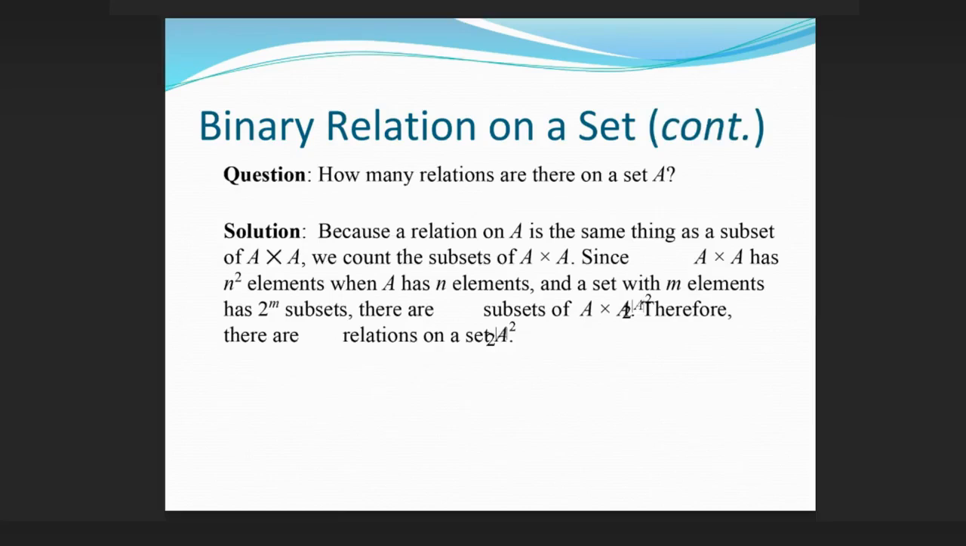Binary relation on a set. Question: how many relations are there on a set A? Solution: because a relation on A is the same thing as a subset of A times A, we count the subsets of A times A. Since A times A has n squared elements when A has n elements, and a set with m elements has 2 to the m subsets, there are 2 to the n squared subsets of A times A. Therefore, there are 2 to the n squared relations on a set A.